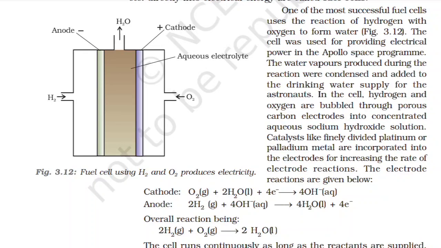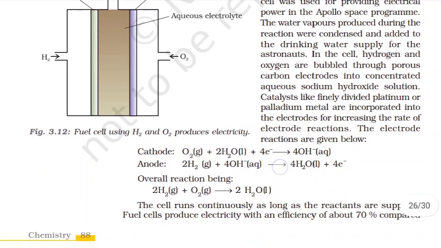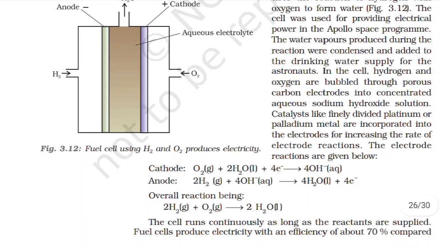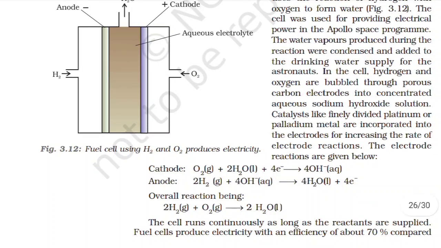I'll tell you how the reactions take place and how they generate electricity. At the cathode, we are sending oxygen. Oxygen undergoes reduction there, which means gaining of electrons is going on at the cathode.